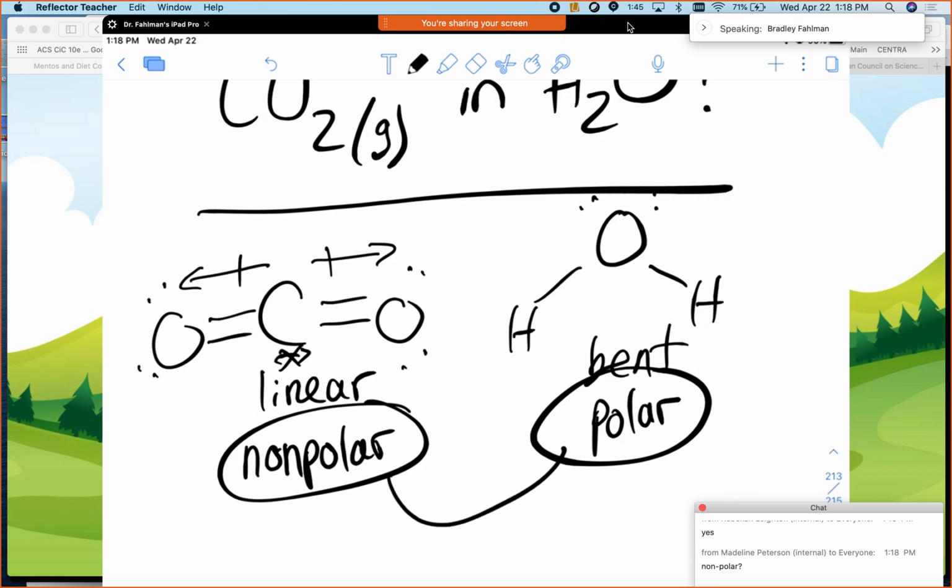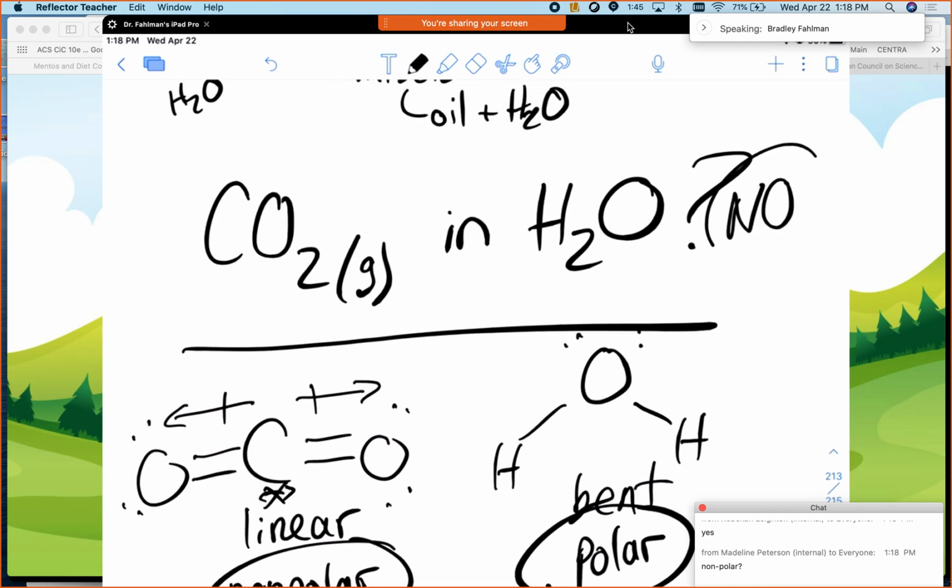So you have nonpolar and polar, so they are not soluble or miscible with one another, okay? And so here's the application, and this is a fun one.